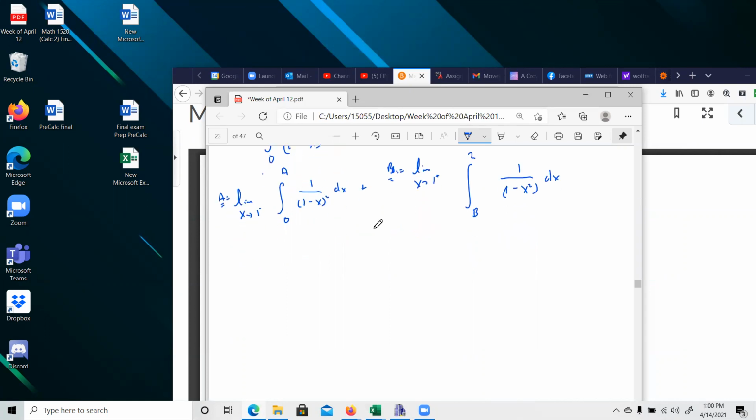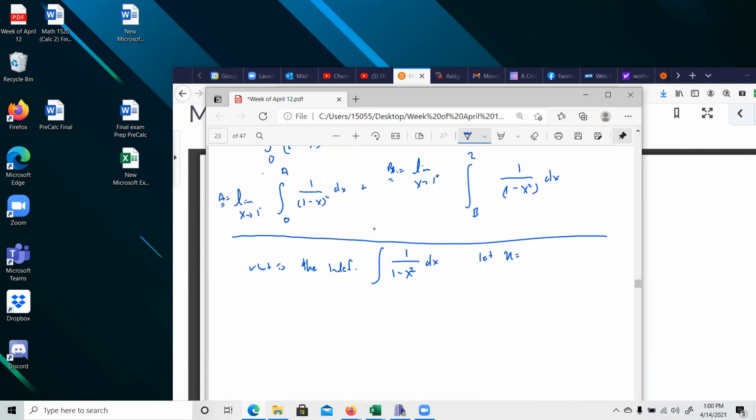So we're going to make a little pit stop over here, and I'm just going to say, what is the indefinite integral of 1 over 1 minus x squared? That way I don't have to do this twice. It's really not that bad, right? You don't even have to really do this.